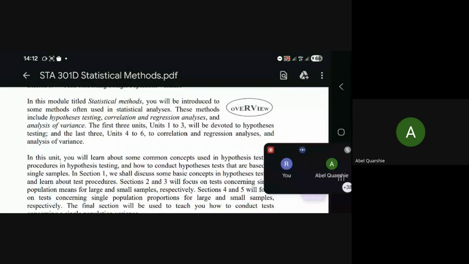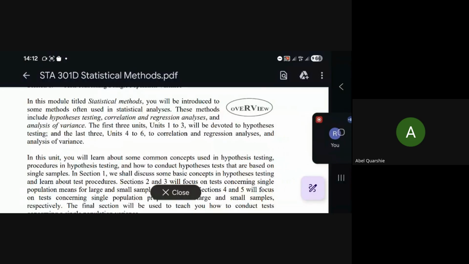So without wasting my time, we want to look at what goes into this part of this module. In this module, which is entitled Statistical Method, you are going to be introduced to some statistical analysis. That is the general overview of the course. We are going to look at some statistical analysis, and these methods will include hypothesis testing, correlation and regression analysis, and analysis of variance.